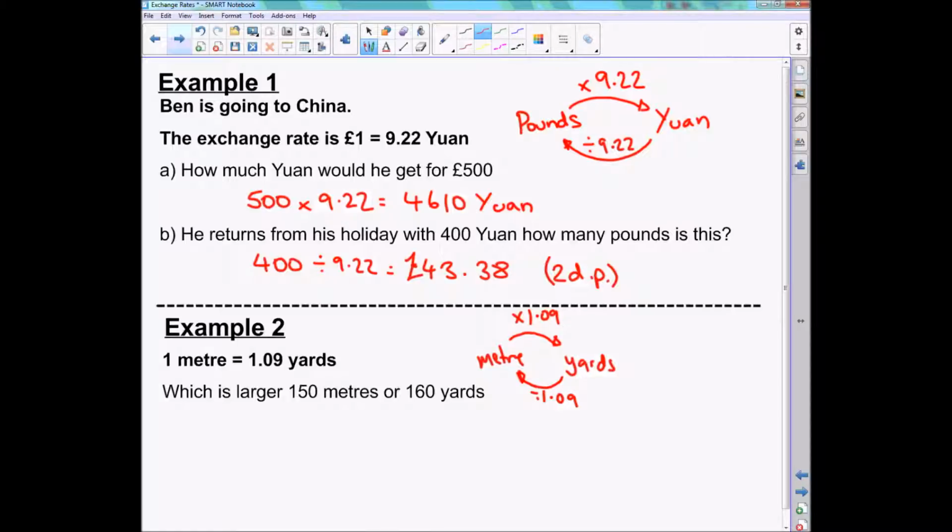Well, all I need to do here is change one into the same unit as the other. So in this case, I'm going to change 150 meters into yards, and I'm going to see which is bigger. So 150 meters, changing it into yards means I need to times by 1.09. And again, using my calculator, I get the answer of 163.5 yards. Now, as you can see, I can easily compare this with the 160 and see that 150 meters is larger.